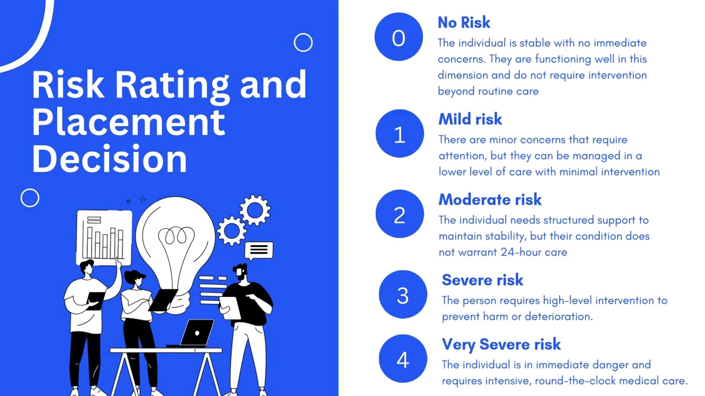1 is mild risk. There are minor concerns that require attention, but they can be managed at a lower level of care with minimal intervention. So an example would be somebody with occasional cravings but strong coping skills, or a person with a controlled medical condition that does not interfere with treatment.